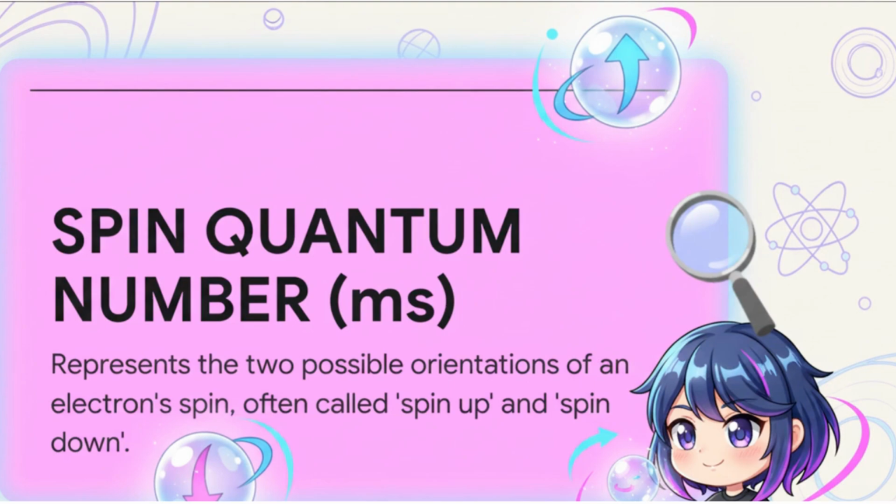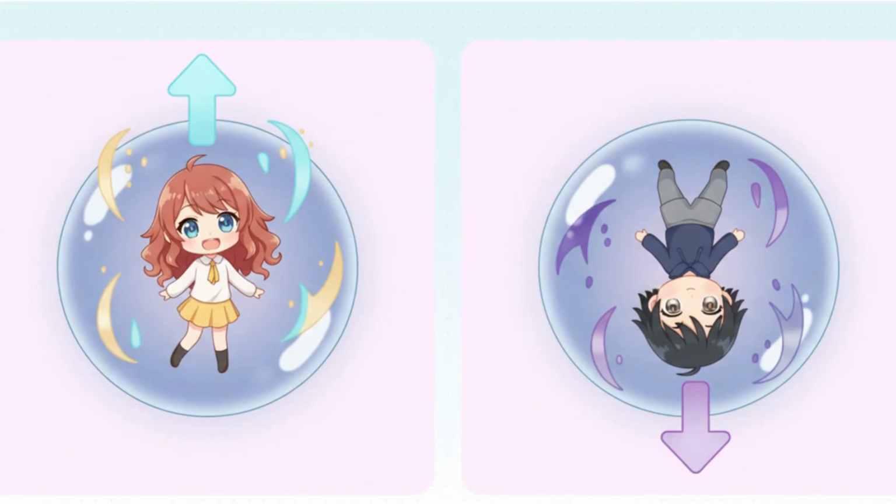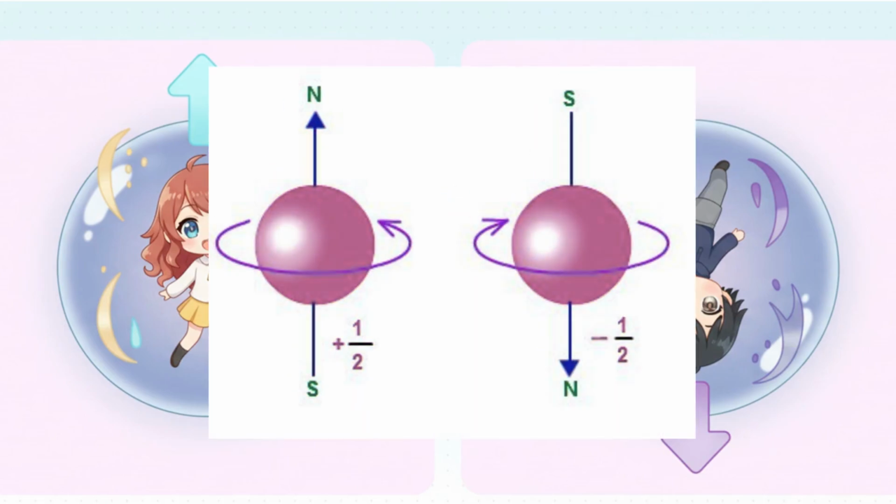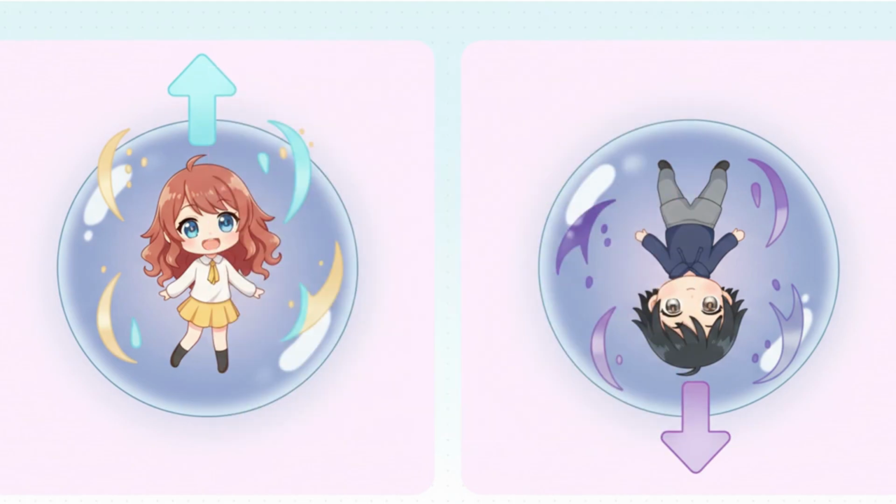You can think of it like this. An orbital, our house, can hold a maximum of 2 electrons. They're like 2 roommates. And just like roommates, these 2 electrons have a very important rule they have to follow. They absolutely must have opposite spins. One is given the value of +1/2. We call that spin up, and the other gets -1/2, or spin down. When you have 2 electrons in the same orbital like this, we call them a spin pair.